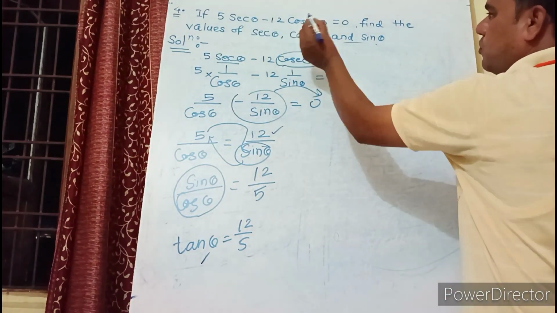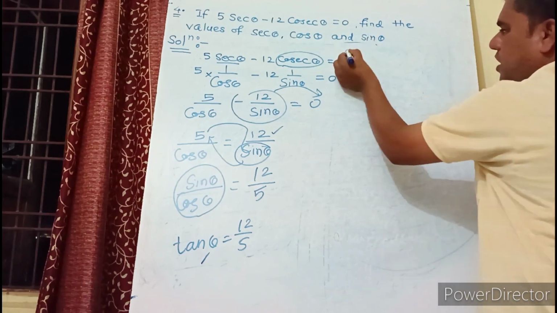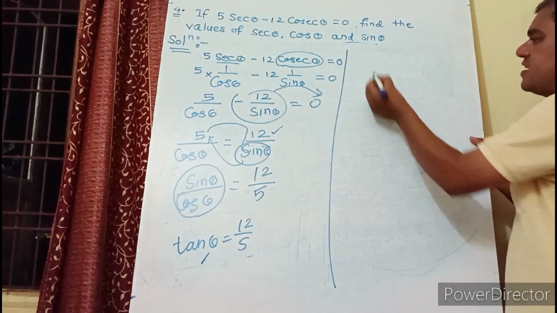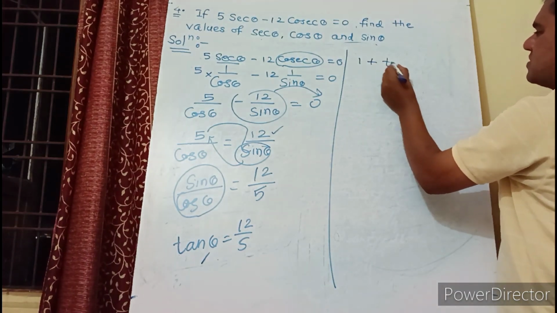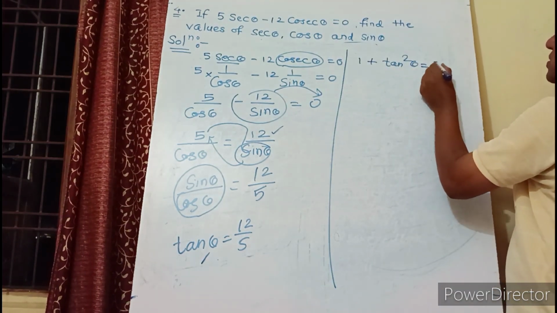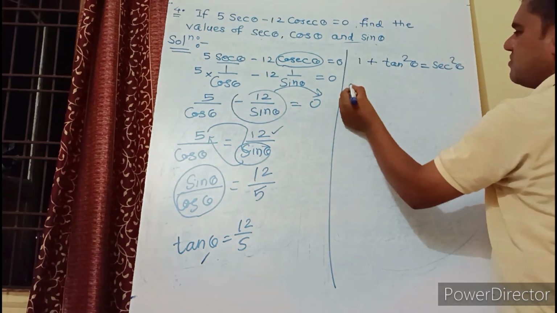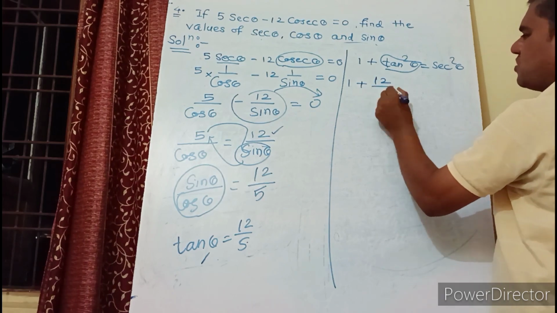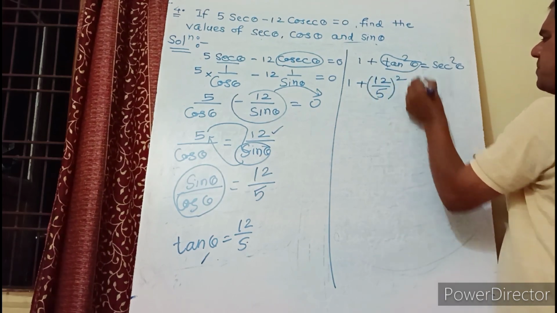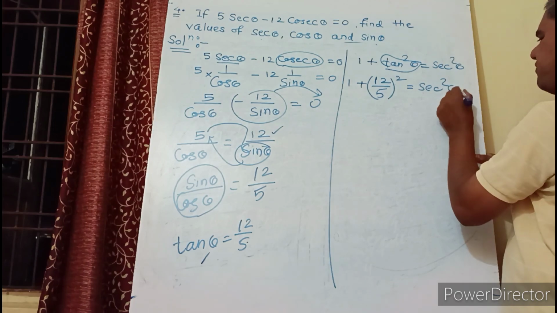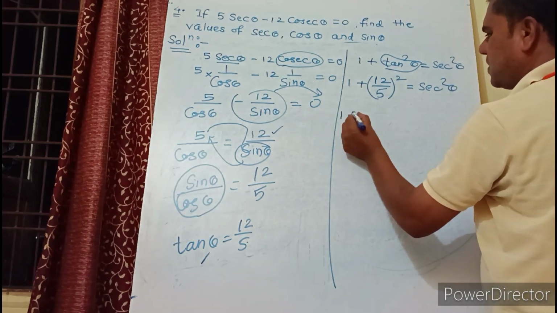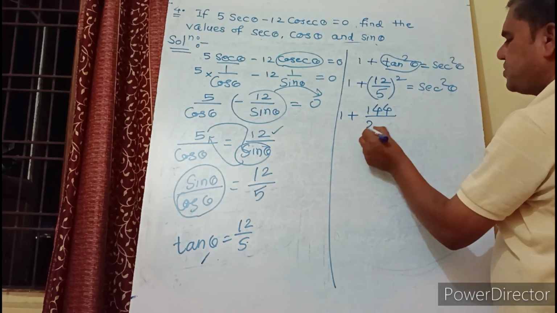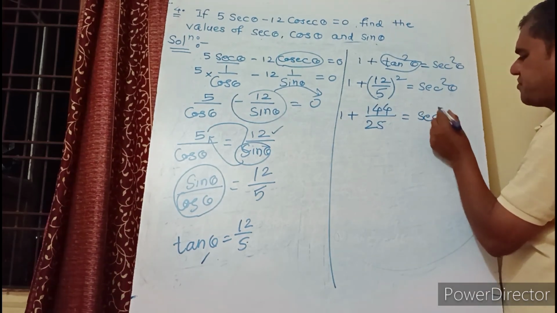Now we have to find the value of sec theta, cos theta and sin theta. If we know the value of tan theta, we can easily find the value of sec theta. We know the relation that 1 plus tan square theta is equal to sec square theta, that is 1 plus 12 by 5 whole square is equal to sec square theta. Now 1 as it is plus the square of 12, that is 144, divided by the square of 5, that is 25, is equal to sec square theta.